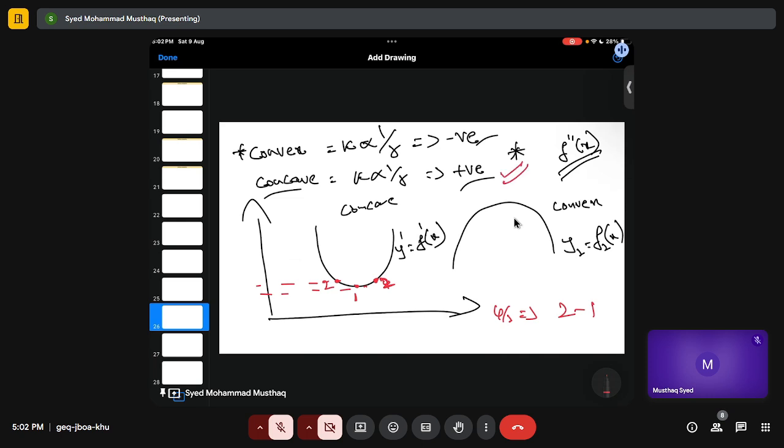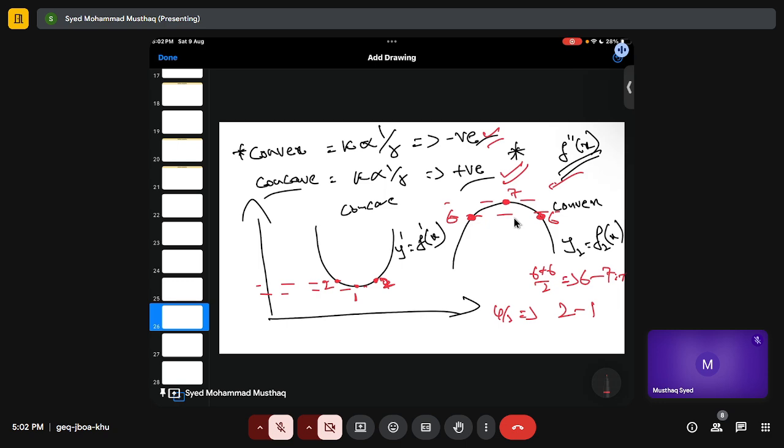Coming to convex, at first we need to find the average values. So let's take this as 6, this as 7. So 6 plus 6 by 2 will be 6. 6 minus 7 will be minus 1, negative. So my convex will always have negative curvature. See, so that's how we arrive at this simple relation.